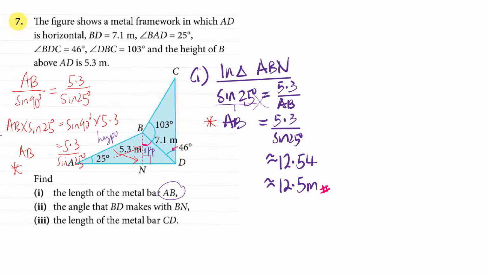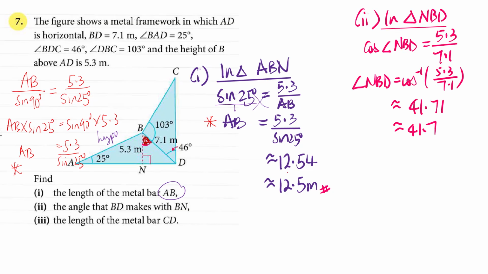To do part 2, we need to find the angle that BD makes with BN. So which angle are we referring to? The angle that we're referring to is this angle here. Again, this one happens to be in the right angle triangle BND, so you can use SOH CAH TOA or the sine rule. Here I'll prefer to use SOH CAH TOA. So in triangle NBD, we use cosine.